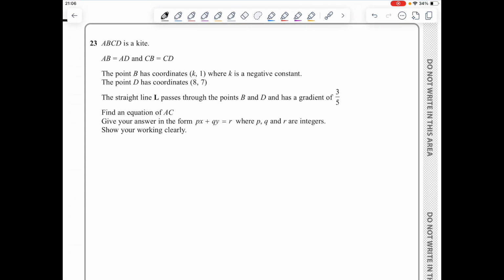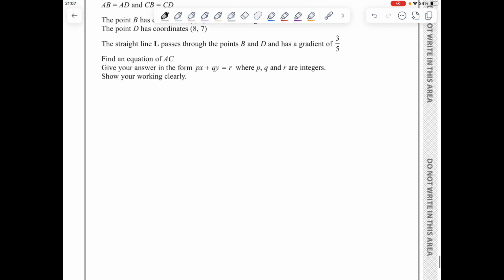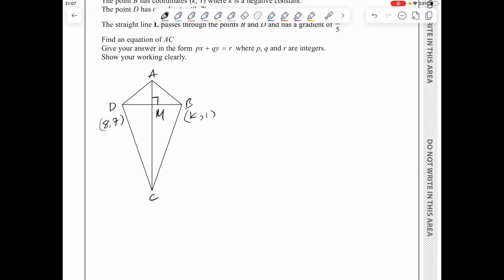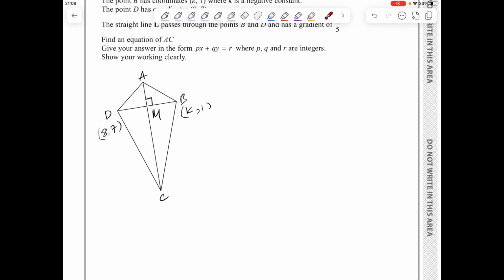For question 23, I'll start by making a rough sketch of the kite. Now that this is a rough sketch, I could have put C up here and A down there, but it doesn't make a difference. Now the gradient of BD is positive and it's 3 over 5. So the correct orientation of this kite should be something like this. But again, it doesn't really make a difference. I just want to see where the points lie relative to the rest.